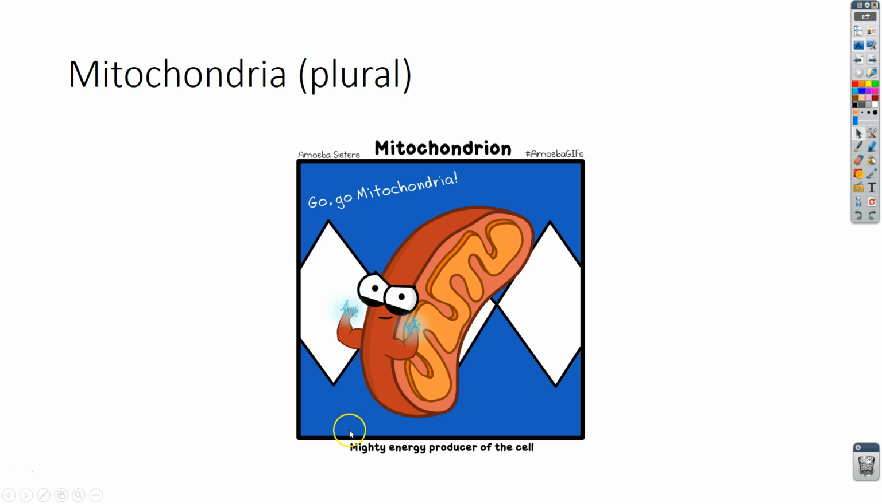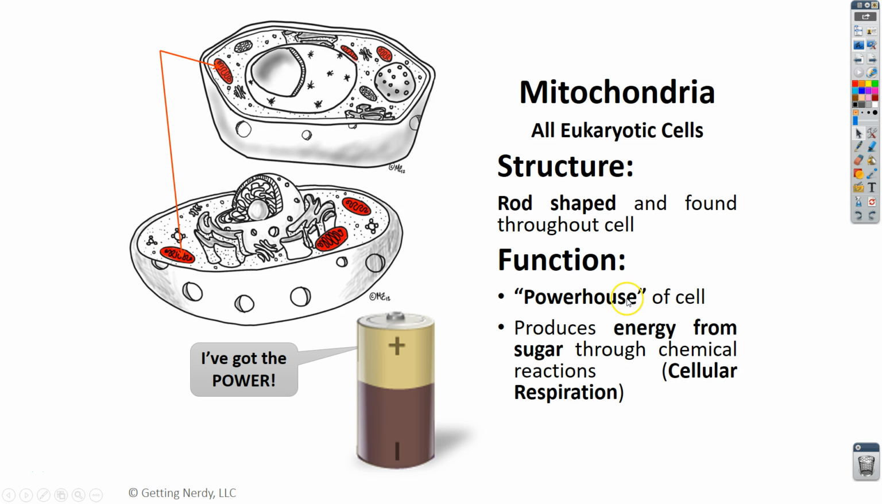The next really important organelle of the cell is called the mitochondria. That's plural. A mitochondrion is a single one. And this is the mighty energy producer of the cell. So when the cell needs energy, it gets it from the mitochondria. The mitochondria are found in all eukaryotic cells. They are rod-shaped and they are found throughout the cell.